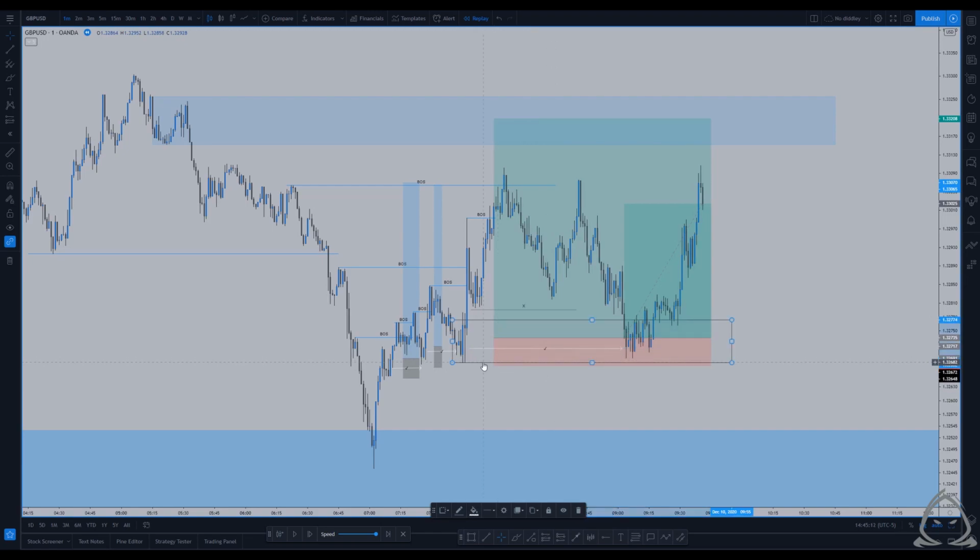So we can see that we've mitigated this area. And what we can also see is price created this move that came down. It broke structure on the 1 minute. We have structure here. So what we can actually also note is we do have an order block here that was mitigated, and that's what brought us to our entry.